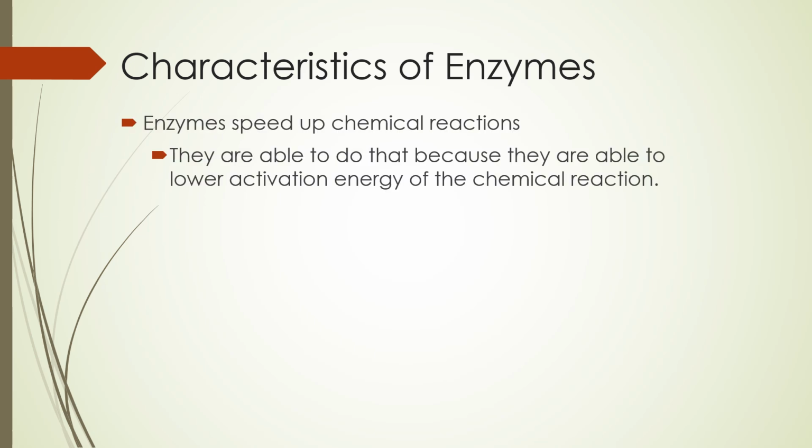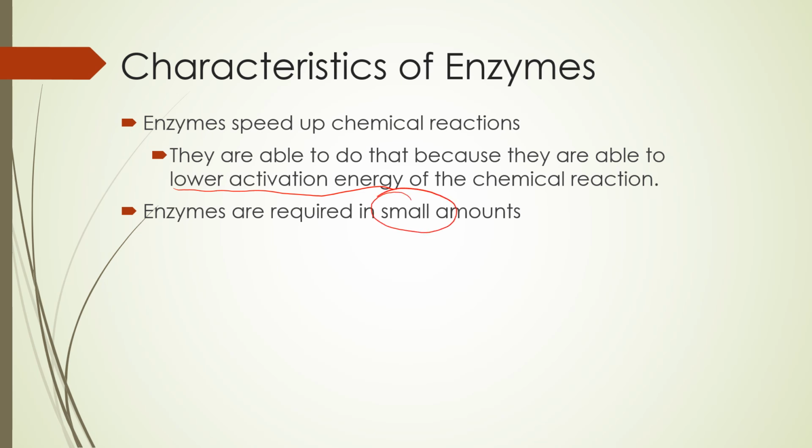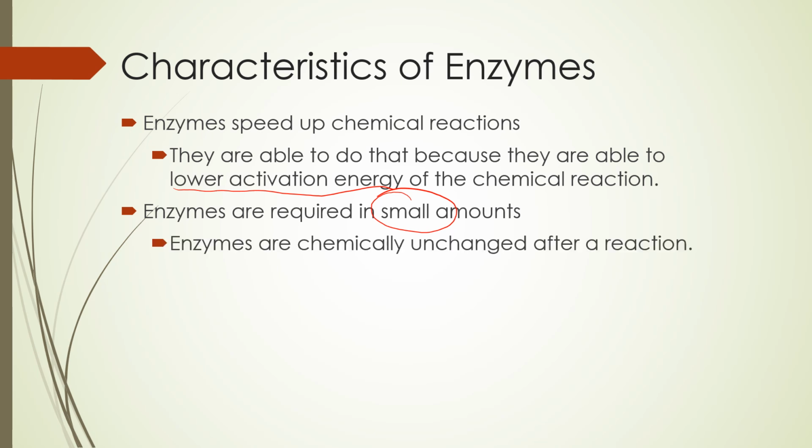Enzymes can speed up chemical reactions, and that is a characteristic of enzymes. They are able to do that because they lower activation energy, which was mentioned in the first few slides of part 1. Enzymes are not needed in large amounts. You just need a little bit, lesser in quantity, to carry out a reaction because they are not destroyed after a reaction. This is also found in your definition of enzymes. Enzymes are chemically unchanged after a reaction, so they can be reused over and over again.